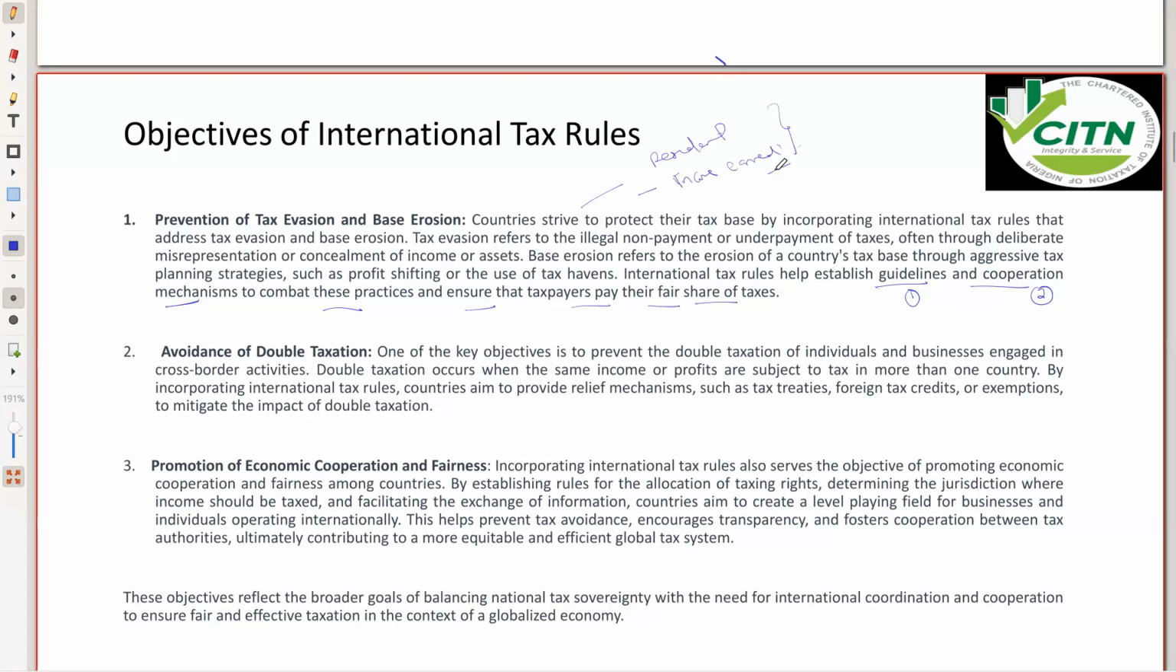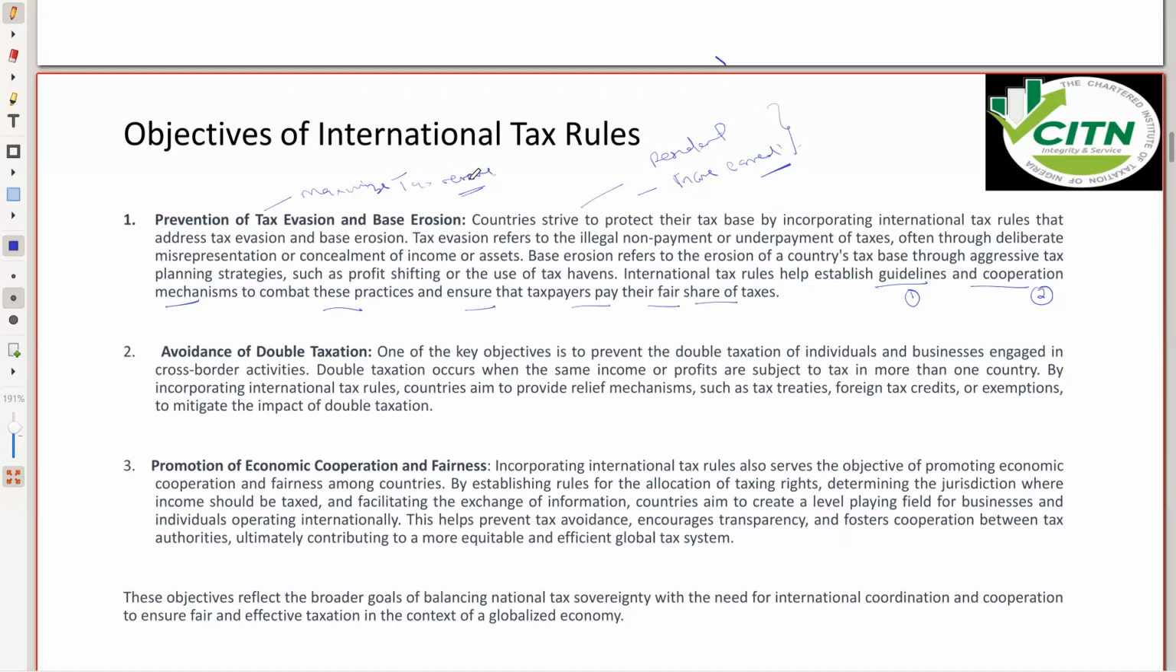So these are the two things we're looking at. And in taking this approach, we're able to maximize our tax revenue. So that's the first objective of international tax rules. It helps us establish guidelines and cooperation.